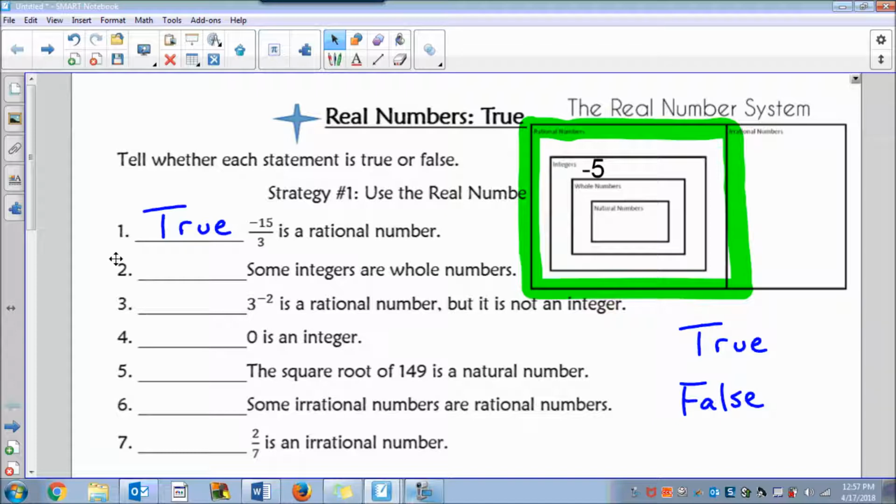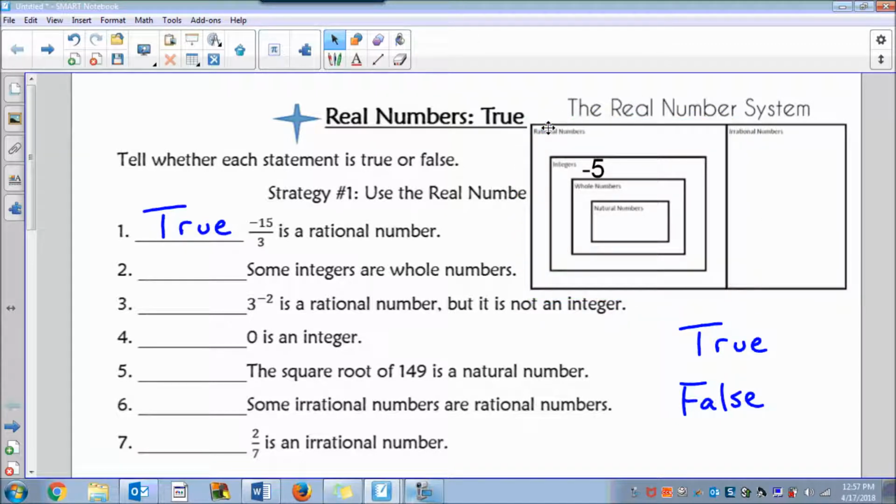Next one says some integers are whole numbers. So is that true? Well, we can use negative 5 as our first example. Is negative 5 a whole number? Well, it's a negative number, so it can't be put into that one. It's just an integer. It can't be put into any of these smaller groups. But let's think of some whole numbers. The easiest example of a whole number is 0. That's going to go into that group.